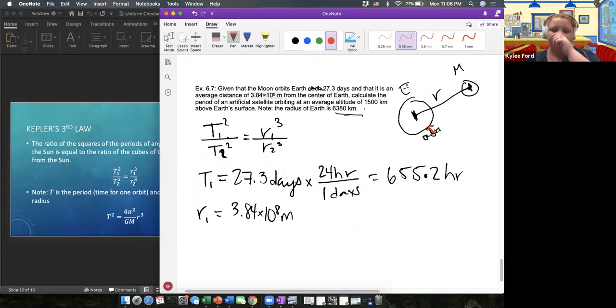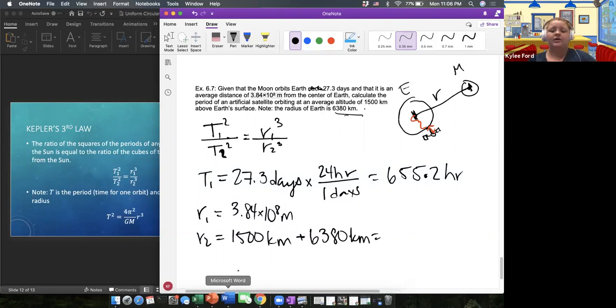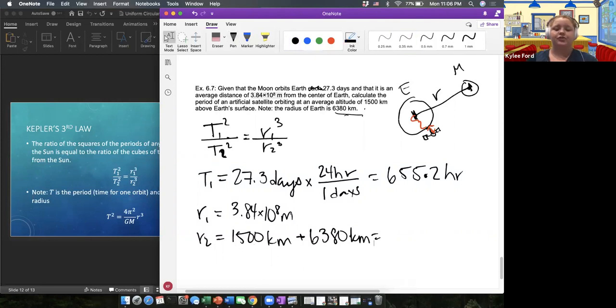Okay, that's my altitude. But I need to include the radius of Earth. I'm going to have to add that on. So R2 is not just going to be my altitude, it's also going to be the radius of Earth. So I'll have to add that. And note that this is in kilometers, so I will also need to do a conversion.